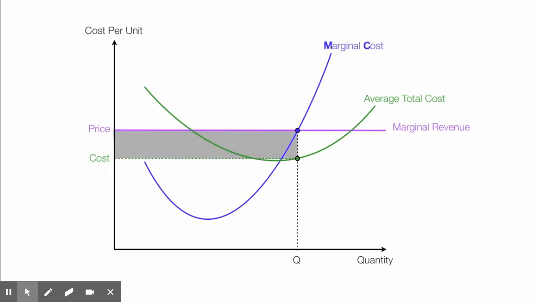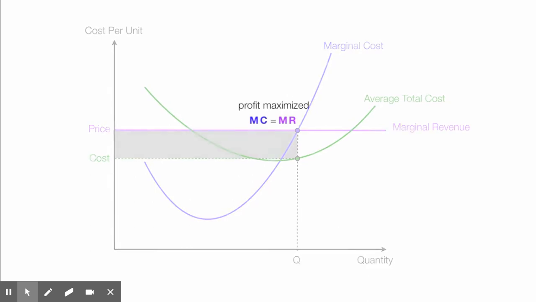So it turns out profit is maximized while marginal cost is equal to marginal revenue. Profit is maximized. This is a very important concept. Marginal cost equals marginal revenue. Profits are maximized at this point.